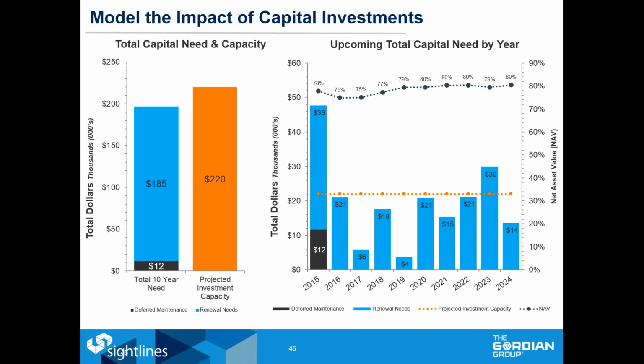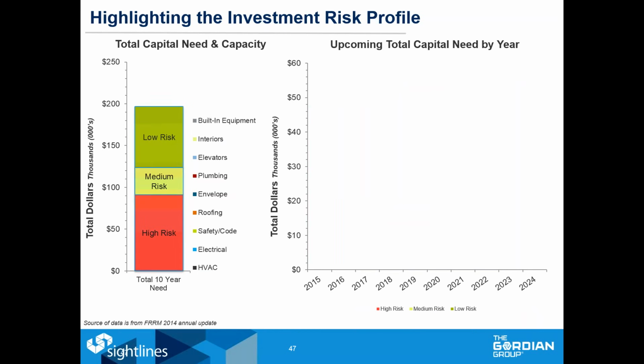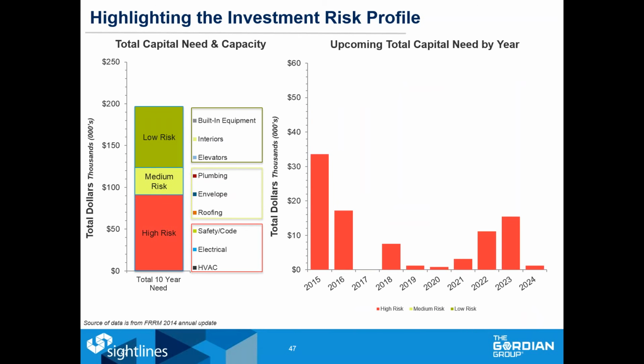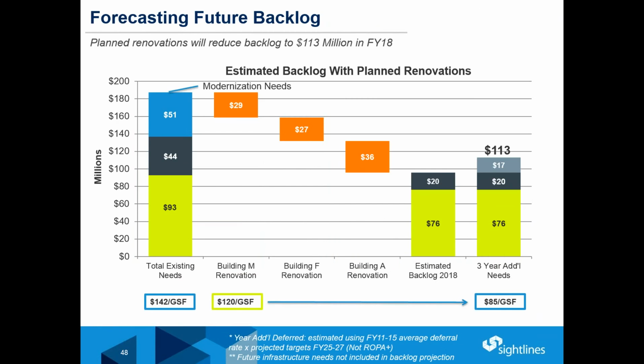It lets you model the impact of those investments. If you have a capital plan, what is that going to do to what we call the net asset value, or it's almost a reverse FCI at your institution? What does that do to the risk profile that we talked about earlier? And then finally, at the end of the day, what happens with my backlog over time?